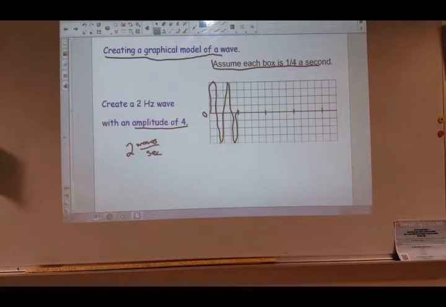So we have 1 wave there and a second wave all before 1 second. So then we just need to finish this sucker off.